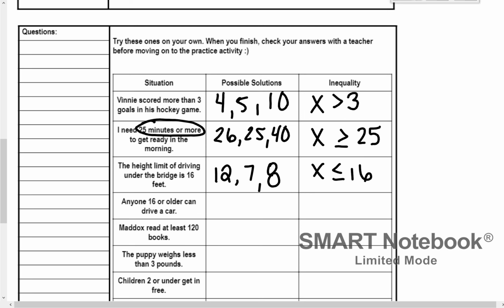Just like when you go on a roller coaster, the height limit, you can be equal to that height or taller for the roller coaster situation. In this case, it's the biggest or tallest that the car can be.